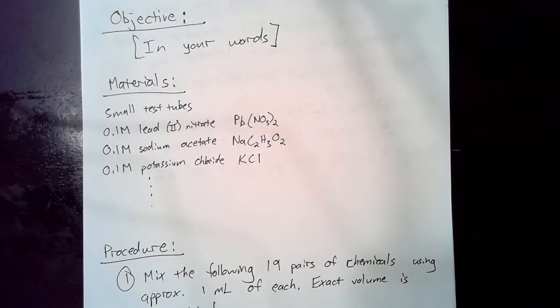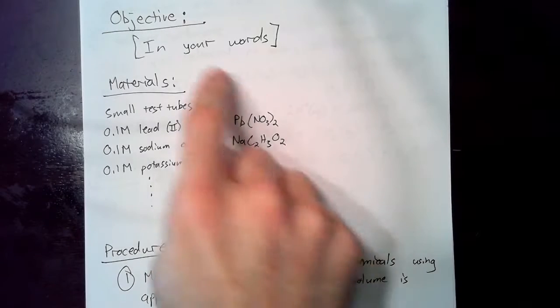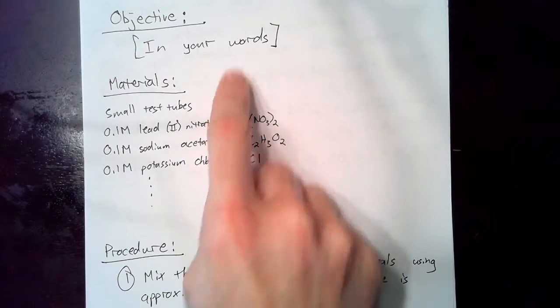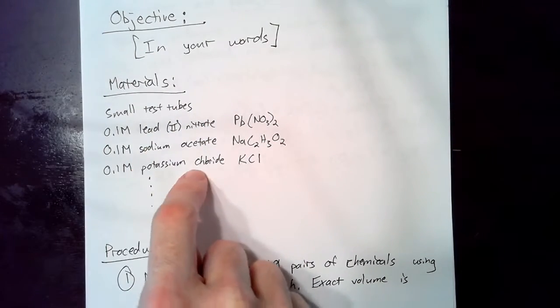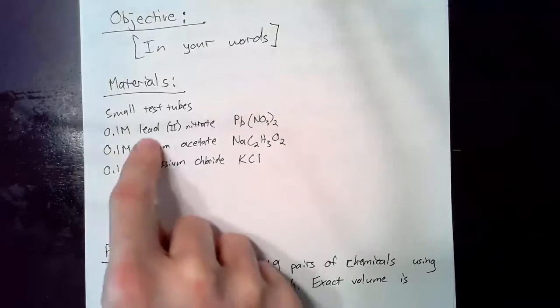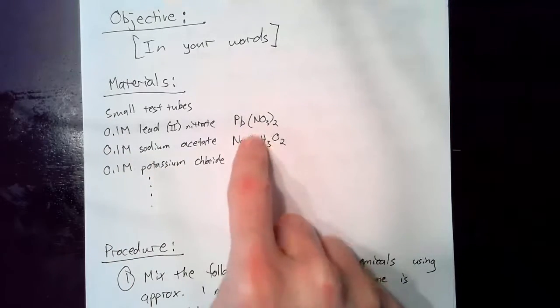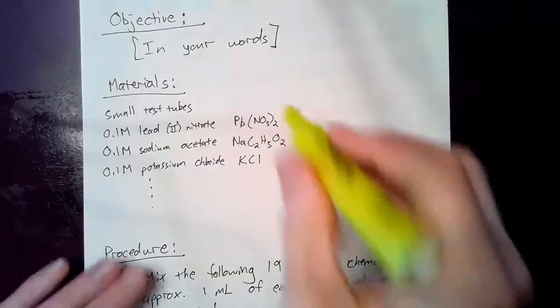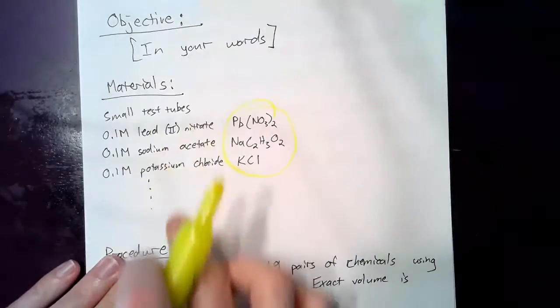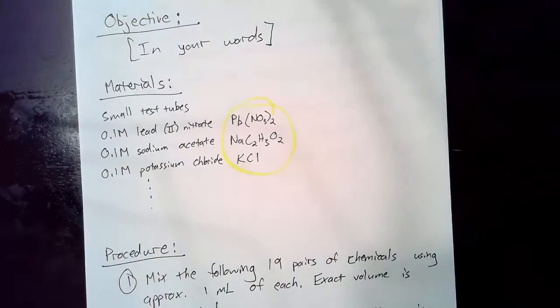So that you guys get an idea of what I'm looking for in your lab, I want you to start with your objective in your own words. You need to write your materials here, rewrite the concentration and the words, and then I want you to add the formula on the side. So you can either stack it all the way down or make two different columns.